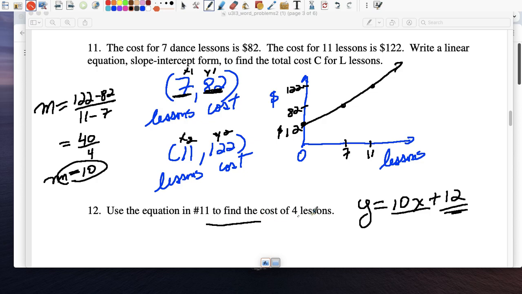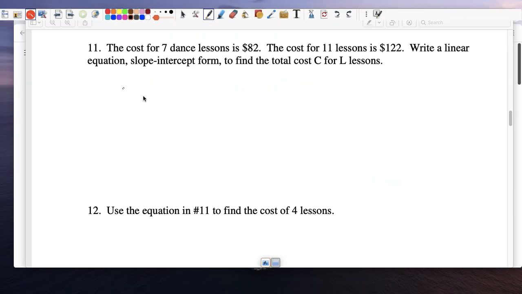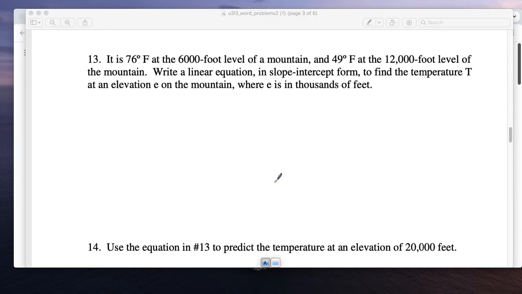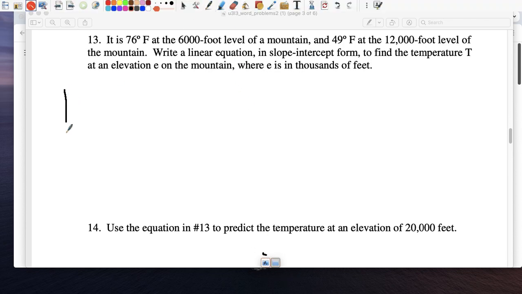And then it says, find the cost of 4 lessons. Well, if I go there and I only want 4 lessons, it's $10 per lesson. I'm taking 4 plus my dancing shoes. So 10 times 4 is 40 plus my dancing shoes. I have to pay a total of $52. See, it's not that bad. Okay, so again, read it, try to understand it, draw a graph, draw your points, and then from there do the math, because the math is the easy part.